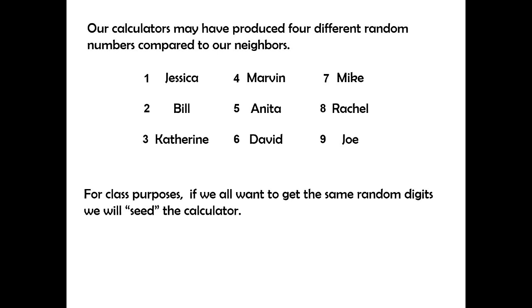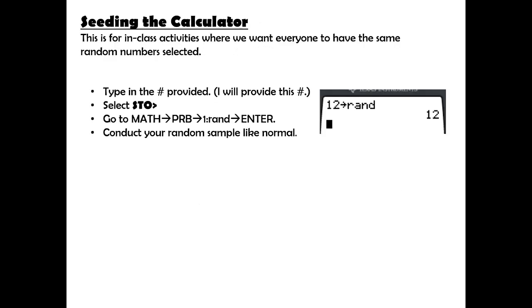So our calculators may have produced 4 random numbers compared to the individuals around us. So we might do in our class, not on the AP exam, but in our class, we might seed our calculators. To do that, you type in whatever number I provide. Then you're going to press the STO button, which is right above on. Go to Math, PRB, number 1, and press enter. And it'll look like what you see on the screen.